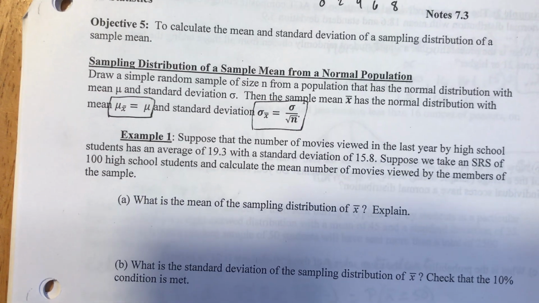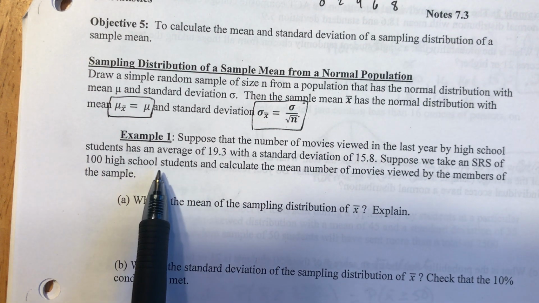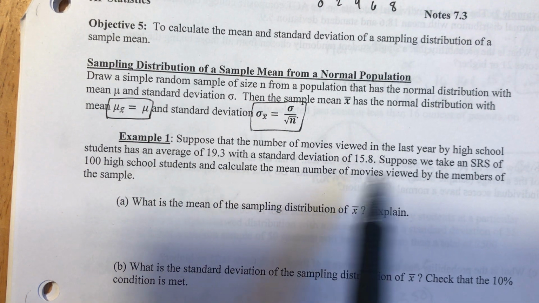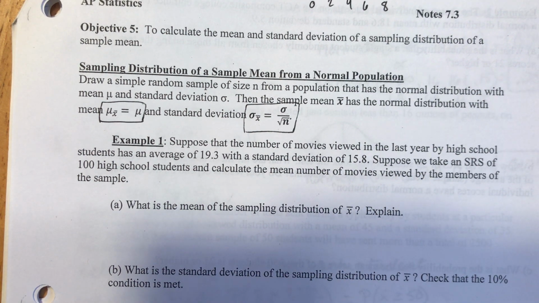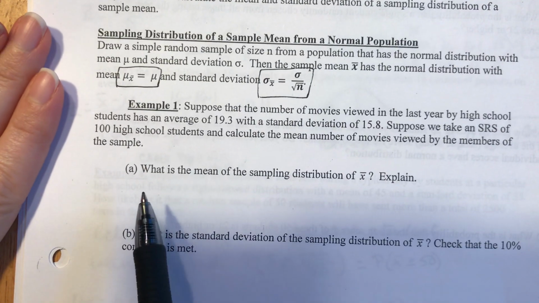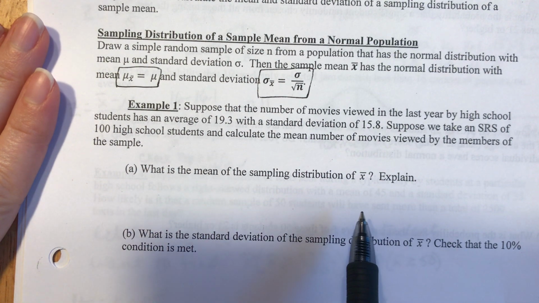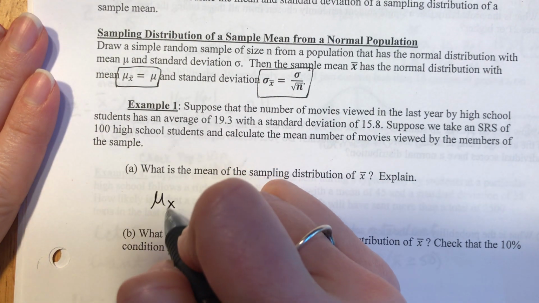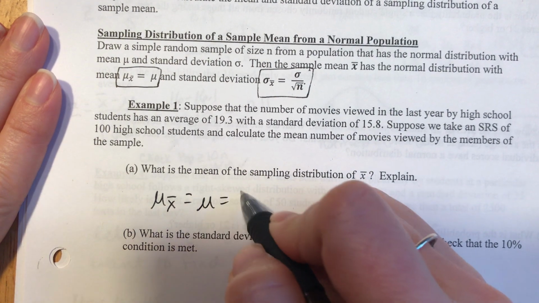So, number 1, suppose that the number of movies viewed in the last year by high school students has an average of 19.3 with a standard deviation of 15.8. So that's for all high school students. Now, if I take a simple random sample of 100 high school students and I want to calculate the mean number of movies viewed by those 100 kids, if we did repeated samples of size 100, what would be the mean of all of those samples? Well, the mean of the sampling distribution is equal to the mean, which is 19.3.